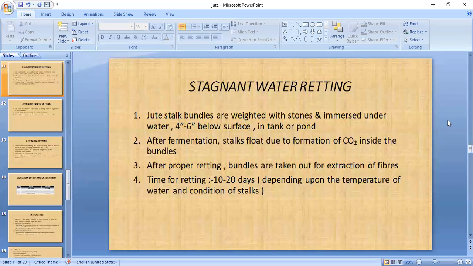आफ्टर फर्मेंटेशन टेक्स प्लेस. आफ्टर दिस, आफ्टर प्रॉपर रेटिंग, बंडल्स आर टेकन आउट फॉर एक्सट्रैक्शन ऑफ फाइबर्स. और उसके बाद हम इन बंडल्स को पानी के बाहर निकाल लेते हैं ताकि हम फाइबर्स एक्सट्रैक्ट कर सकें. Time for stagnant water retting is 10 to 20 days, depending upon the temperature of water and condition of stocks.